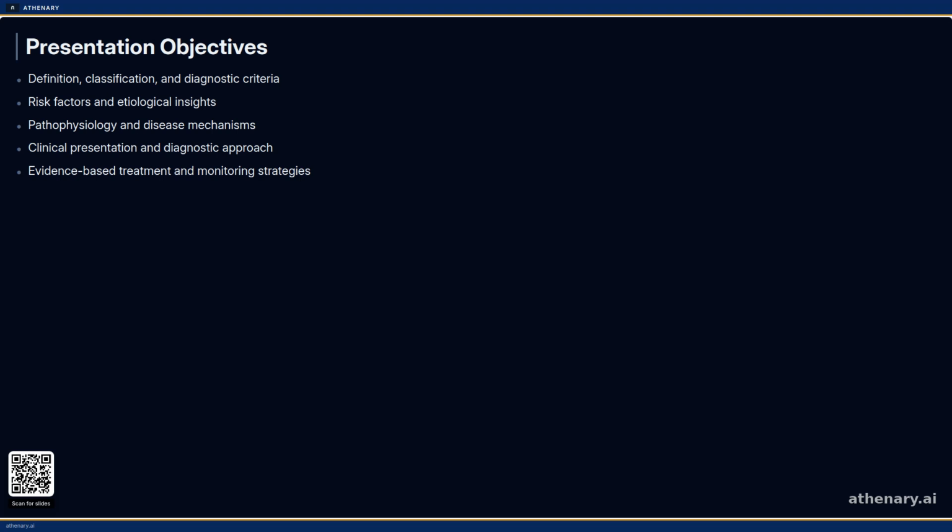First, we must establish a solid foundation with the definition and formal diagnostic criteria. These are not merely academic points, they are essential tools that allow us to differentiate RCVS from its dangerous mimics, such as primary angiitis of the central nervous system. In practice, adhering to these criteria prevents misdiagnosis and guides appropriate care. Next, we'll explore the risk factors and etiological insights.